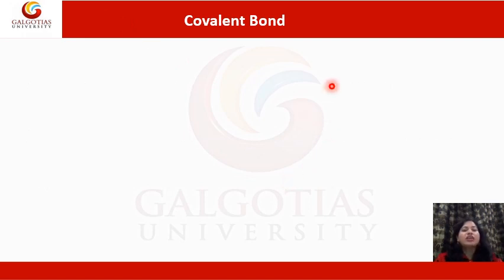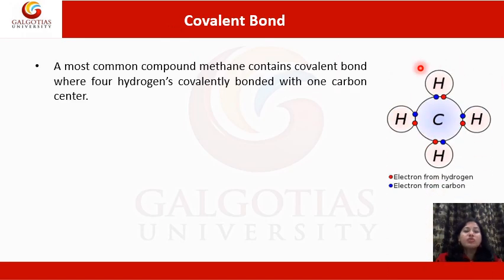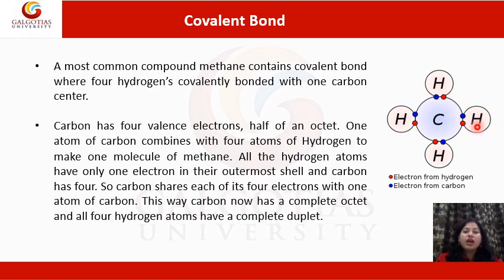Let us take an example of methane to explain the covalent bond. A most common compound, methane, contains covalent bonds where 4 hydrogen atoms are covalently bonded with 1 carbon center. Carbon has 4 valence electrons, half of an octet. One atom of carbon combines with 4 atoms of hydrogen to make 1 molecule of methane.